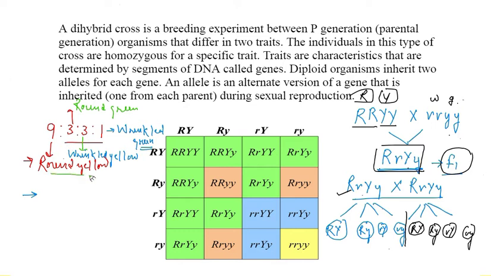This round yellow, right, and this wrinkled green. One plant is wrinkled green and 9 plants are round yellow. They are the parental combinations. These are the ones we crossed, round yellow and wrinkled green. They are the parental combinations, right? So there should be no confusion about that. The 9 plants which are round yellow and the 1 plant which is wrinkled green, they are the parental combinations, children, right? So you should have no confusion about that.